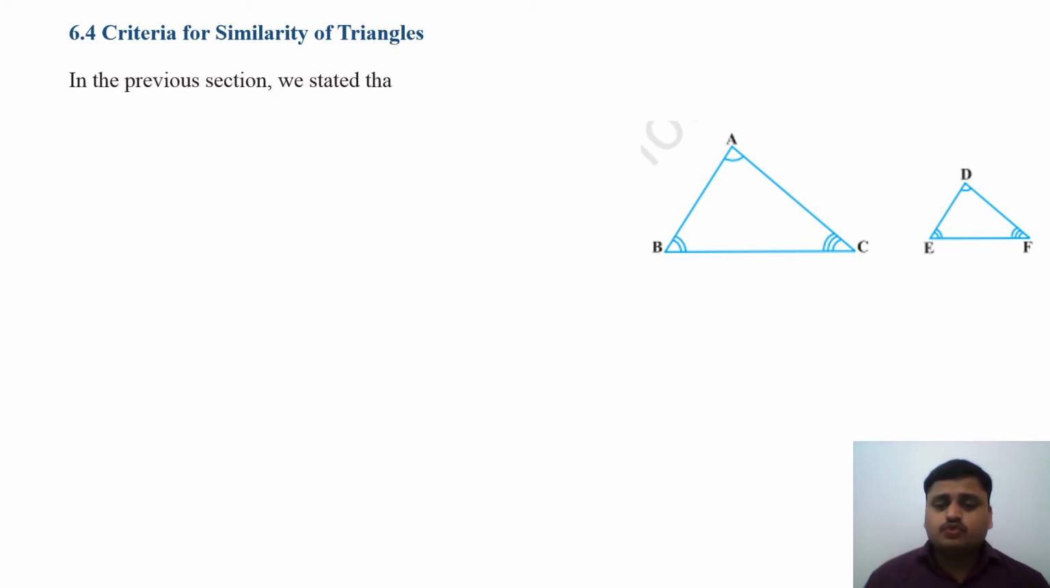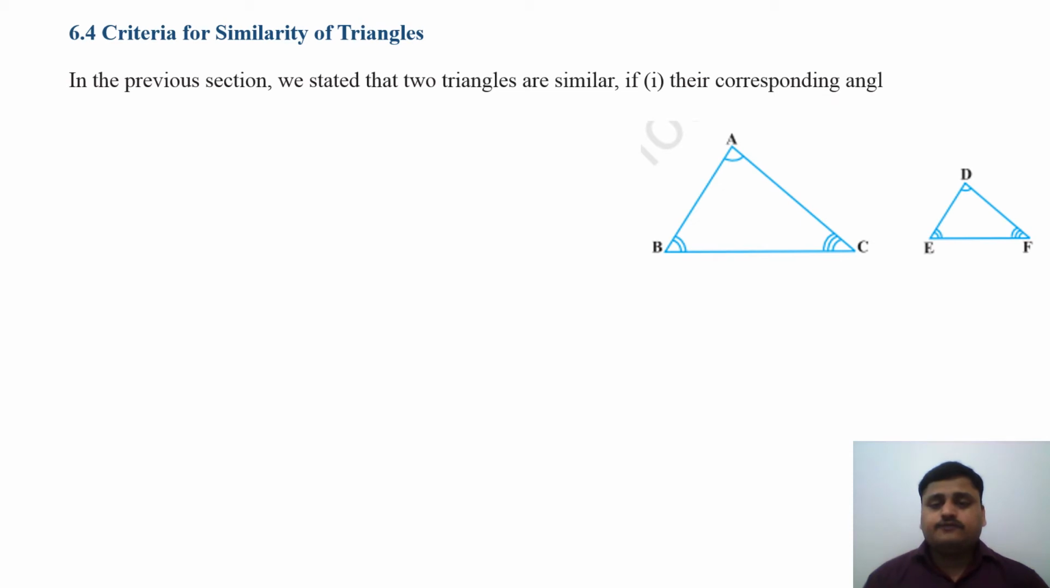You all can see two figures. One is triangle ABC, another triangle is DEF. In the previous section we took two triangles that are similar. And what did we say in that? When can we say two triangles are similar? If their corresponding angles are equal. Always remember the word corresponding. The word corresponding is very important.